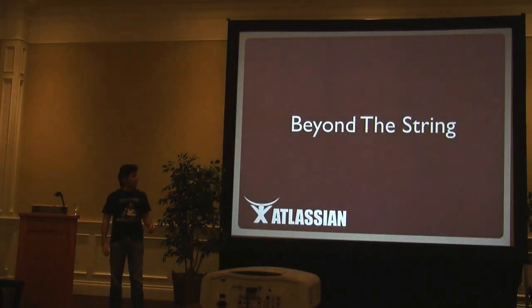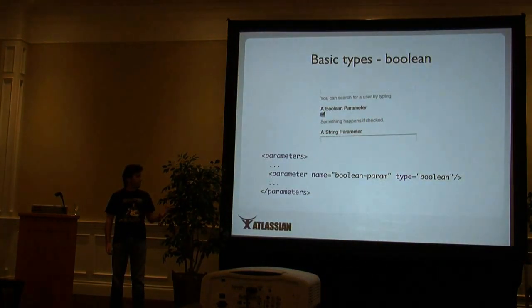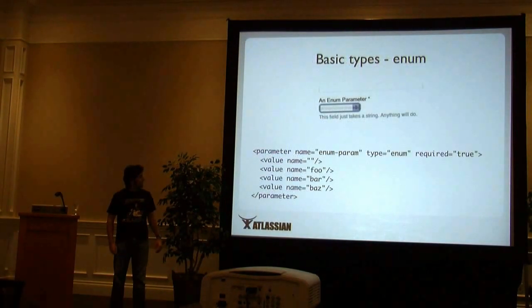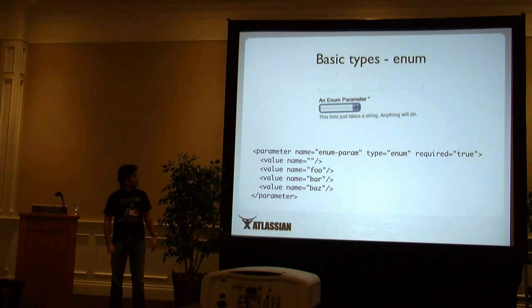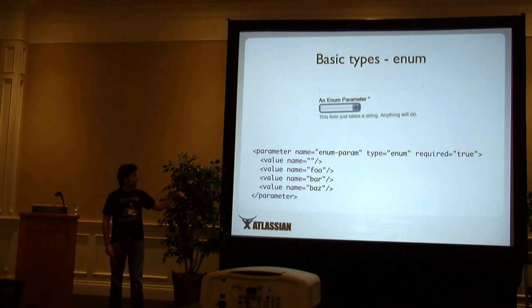All right, obviously more than just strings and bodies. Booleans, also very basic and handled. And enums, which are a little bit more interesting. You get to add now a value element inside your parameter. In this case, I've actually added a blank one at the top and set required true to force the user to make a particular selection. You can always just have it default to the top one of the list of values that you add in there.